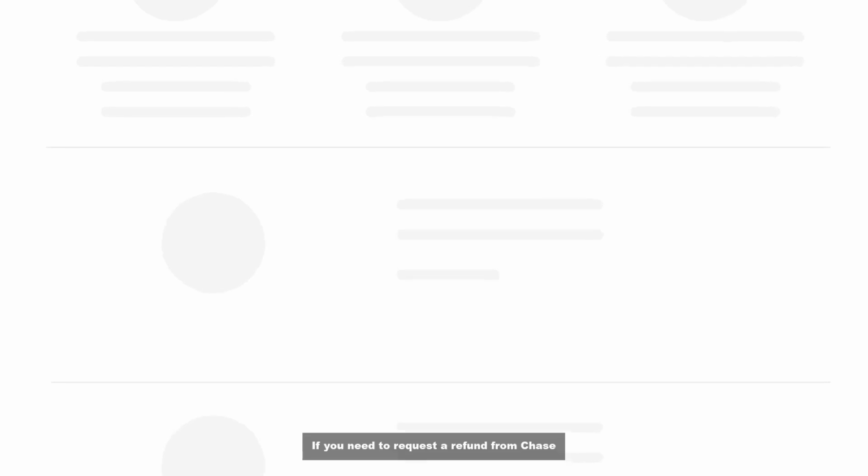If you need to request a refund from Chase Bank for a payment that was processed incorrectly, follow these simple steps to guide you through the process. Step 1. Gather your information.